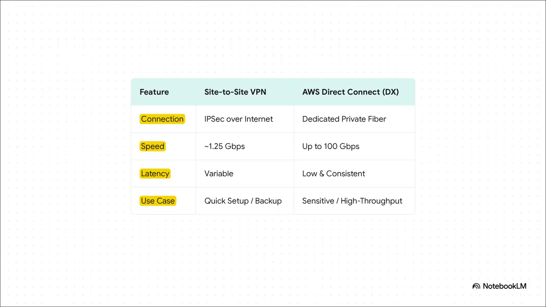First, there's a site-to-site VPN. It's pretty quick and cost-effective. It basically creates a secure, encrypted tunnel for you over the public internet. It's awesome for getting set up fast or for a backup connection. But if you've got serious, high-performance workloads, you're going to want to look at AWS Direct Connect. This is the real deal. A dedicated, private fiber optic line straight from your data center into the AWS network. We're talking massive speeds and super stable, low latency.